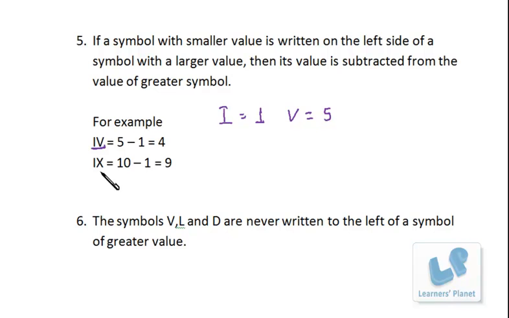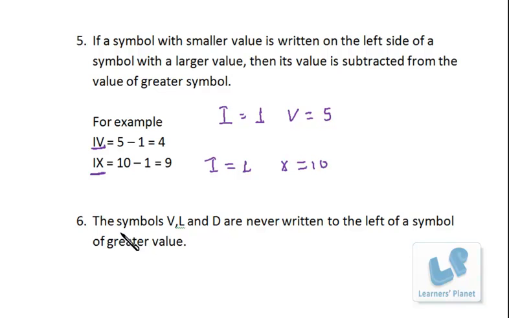Similarly, we see over here the value of I is 1, the value of X is 10, and I is written on the left side of X. That means we have to deduct the value of I from the value of X. That is 10 minus 1, 9. So this is the representation of 9 in Roman numerals. Okay, I hope you are clear.